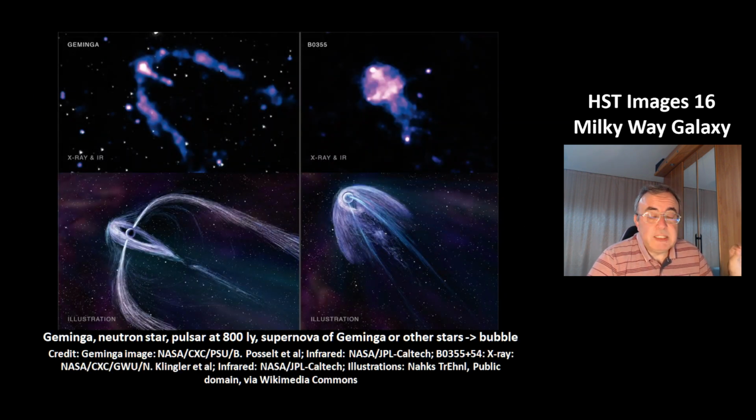The star Geminga was for many years the prime candidate for the formation of the Local Bubble. It is a neutron star, a former star that has exploded. And it's a pulsar at 800 light years distance. It could be that its supernova has created this Local Bubble. But nowadays there are other candidates, other stars that are also possible explanations for the Local Bubble.